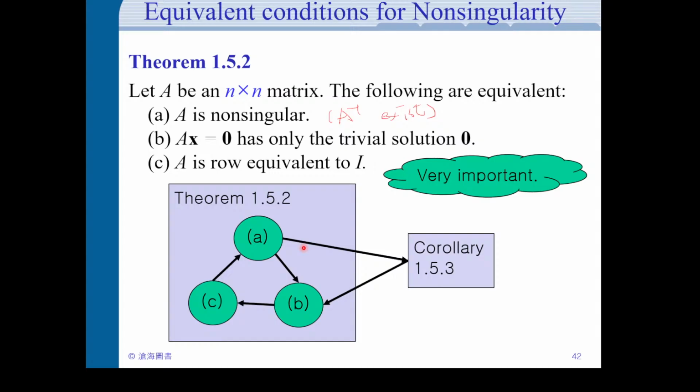And then the third condition is that A is row equivalent to the identity. And here we'll use a kind of cyclic proof. We'll show that condition A implies condition B, then condition B implies condition C, and condition C implies condition A, so that all 3 conditions imply the 2 others. Okay, let's try to do this. So first, A is non-singular implies that Ax equals 0 only has the trivial solution 0.